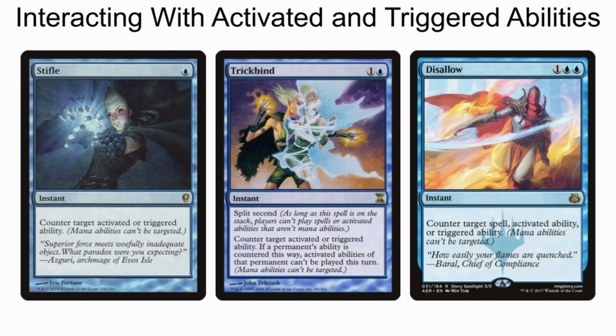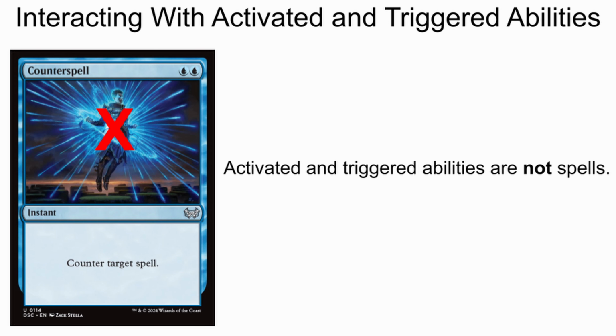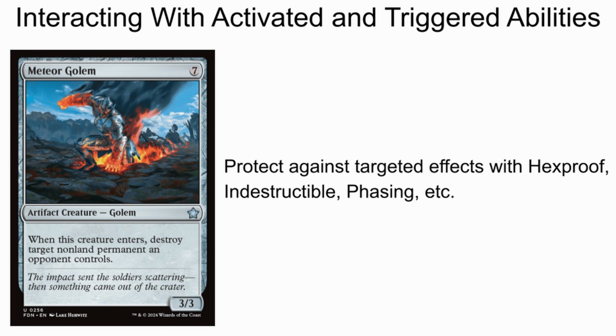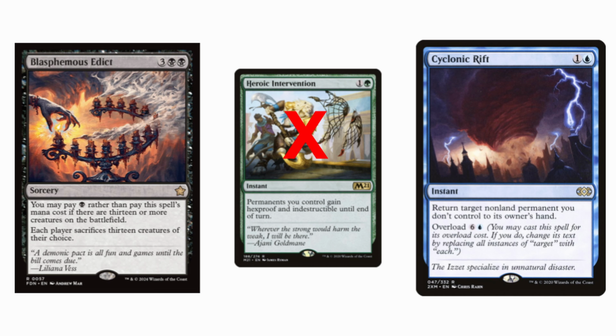Now that we understand the differences, let's take a look at how to interact with activated and triggered abilities. You can use spells like Stifle, Trickbind, or Disallow to counter these while they're on the stack. Counterspell and other effects that specifically target spells do not work, because these are not spells. Permanents like Elesh Norn, Mother of Machines, and Torpor Orb can turn off triggered abilities that trigger when something enters the battlefield. If an ability has a target, then the usual methods of protecting against targeted effects apply. See my video on protection spells for a full breakdown of how to deal with targeted effects.